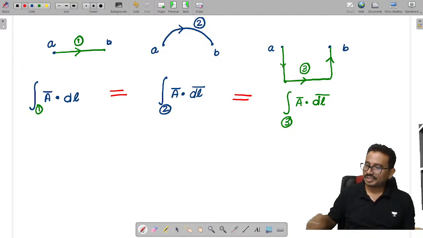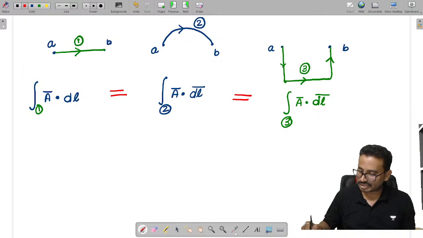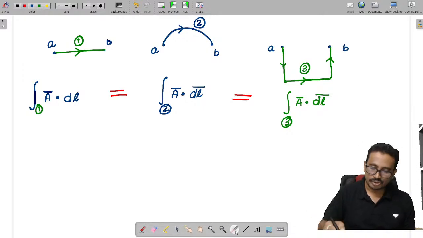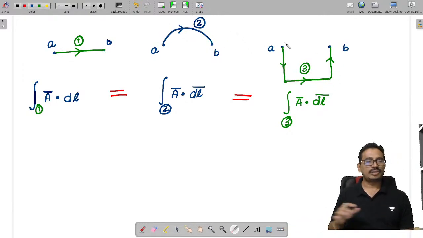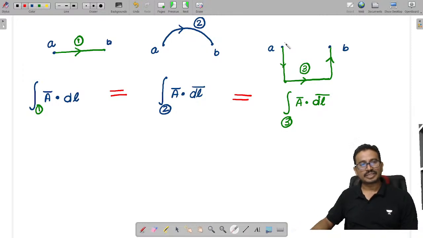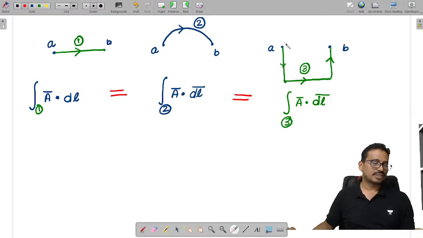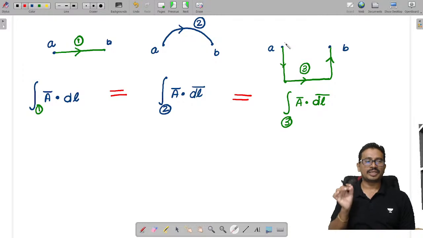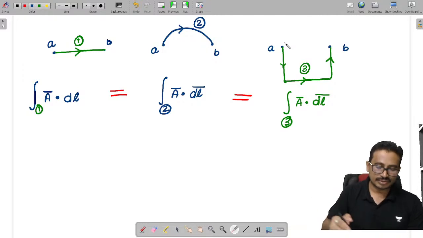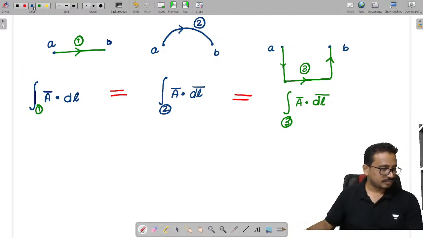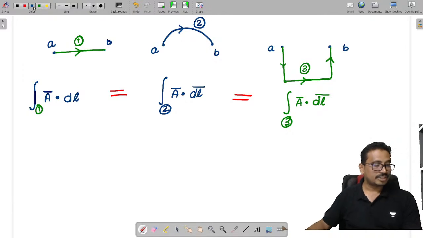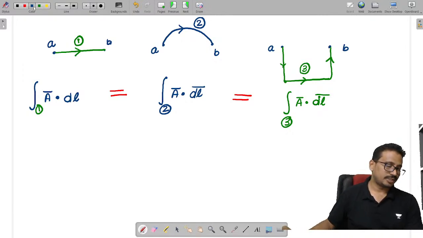Whenever they ask you to find the integration, you may choose directly straight away this path, or you may choose this path, or this path like this. In all the cases the answer you will get is the same thing, since the vector is a conservative vector. This special property is valid only for the conservative vector. It depends upon initial and final points.